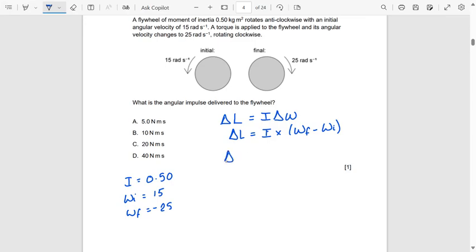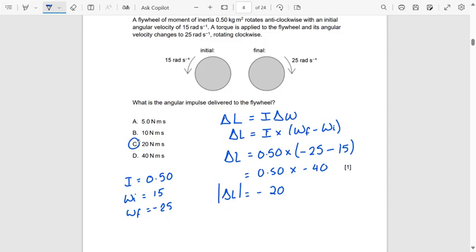Okay, so let's go ahead and put in some numbers. So I've got 0.5 multiplied by my final, take away my initial. So that's 0.5 times negative 40, which is negative 20. Now it's just negative because that's the values that I've assigned, but let's assume we're talking about magnitude. We don't have an option for negative, so we're just going to go with the magnitude.